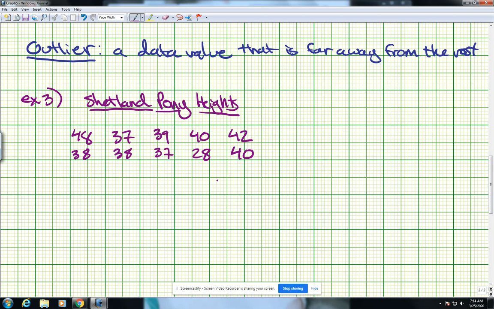Now, one way to identify an outlier, if you don't have too many values, is to make a dot plot. If you make a dot plot of this information, you can easily see if one of your dots is kind of far away from the rest. So we know what a dot plot is from our last lesson. So let's just do a quick one here for this guy.